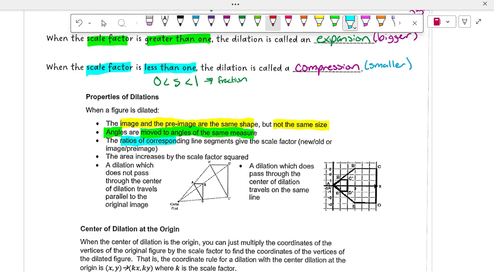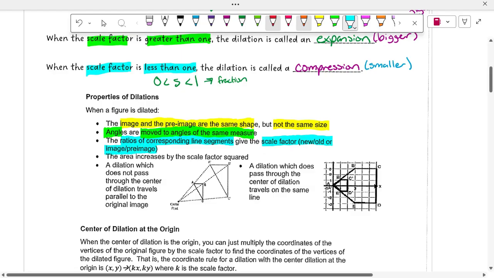The ratios of corresponding line segments given the scale factor, so you would either do it by new divided by old or image divided by pre-image. So in other words, that's just a fancy way of saying that they're proportional. So if you divide the new side length by the old side length, you'll get the scale factor, which is what you multiplied to get that side length.